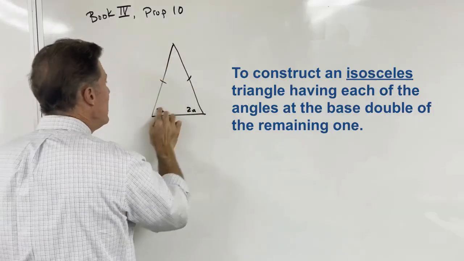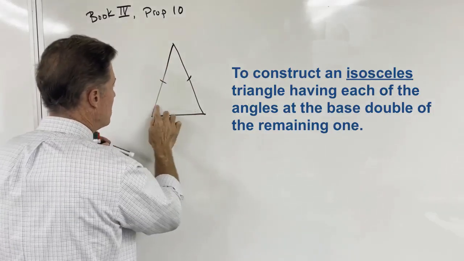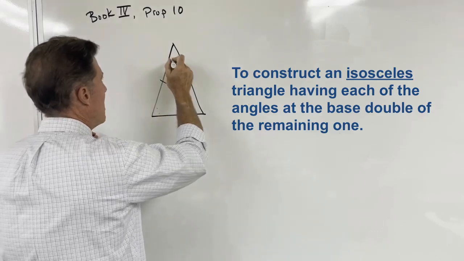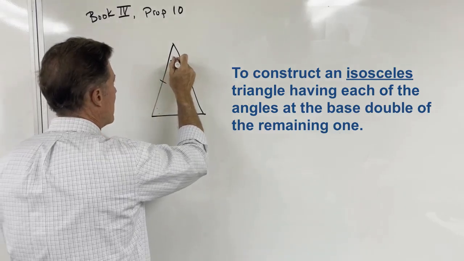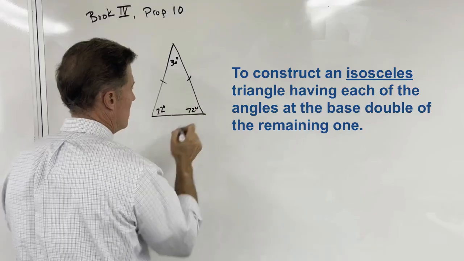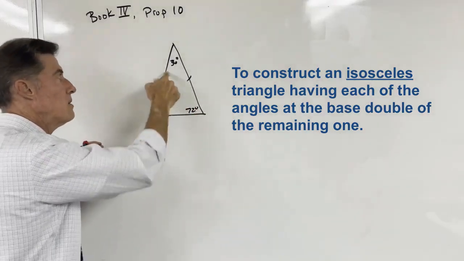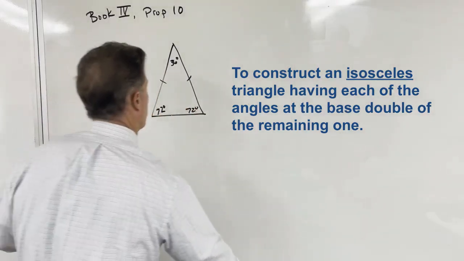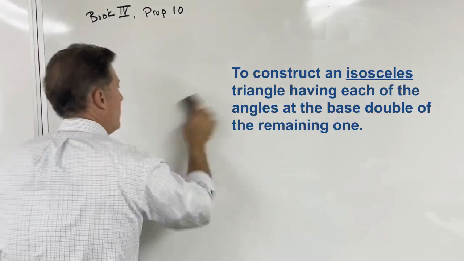If we put numbers in here, which Euclid never uses, but in modern geometry, we could make a triangle where this is 36 degrees, and this is 72 degrees, and this is 72 degrees. So each of these base angles is double the value of the remaining angle. All right, that's our goal.